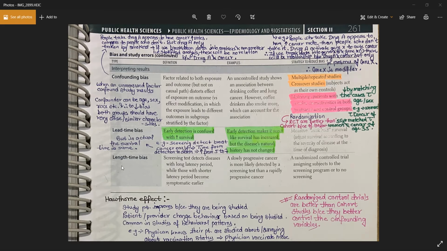Although both of these things look the same, and in both cases you are getting an apparently increased survival rate, in length time bias only those patients who have the slow variant of the cancer will have an increased survival rate. But in case of lead time bias, because you're just detecting the disease early, it will make it look like the disease has an increased survival rate because of this test, right? For length time bias, the disease must have two variants. One is the rapidly fatal type, and the second is the slowly progressive. While in case of lead time bias, the disease only needs to have one type of variant. Okay.